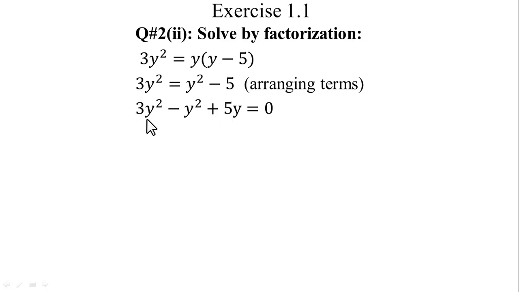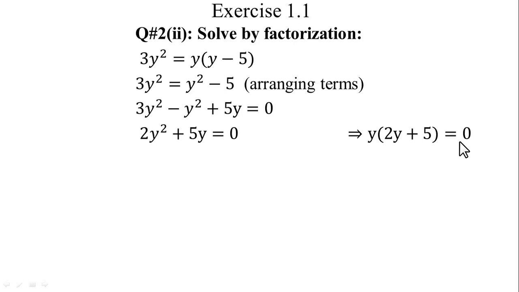So now in equation form, 3y square minus y square plus 5y is equal to 0. First of all, 3y square minus y square: 3y square minus 1y square, the answer is 2y square. So 2y square plus 5y is equal to 0. Now taking y common from both terms, this implies that y into 2y plus 5 is equal to 0.